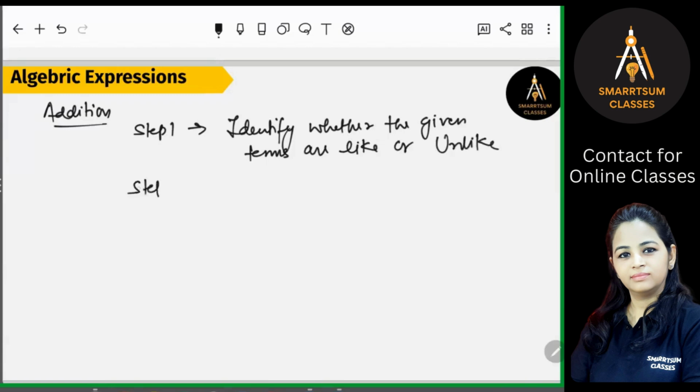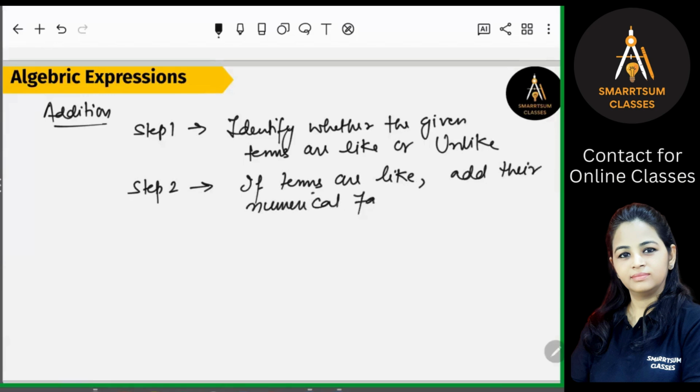Now step two. If terms are like, then what do you have to do? Add their numerical factors or coefficients, simply add their numerical values, keeping the literal factors same. We need not touch this literal factor part.